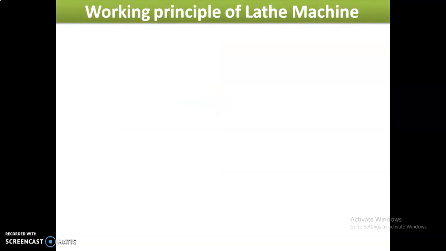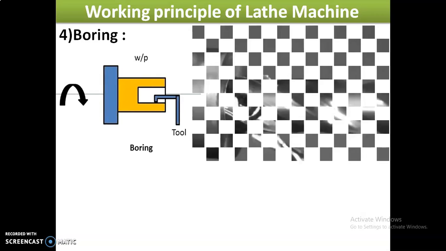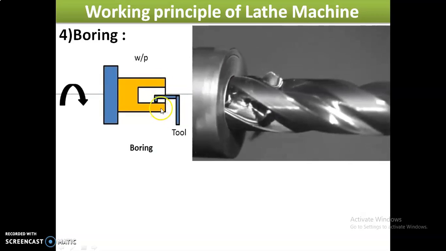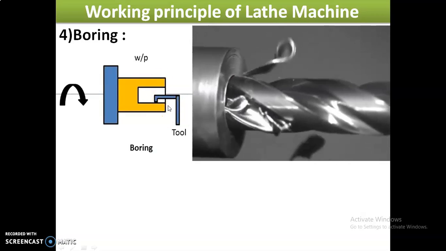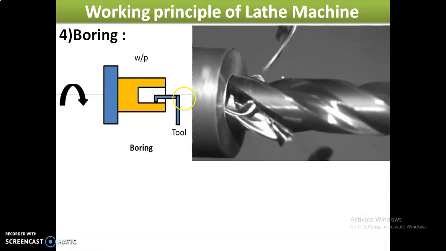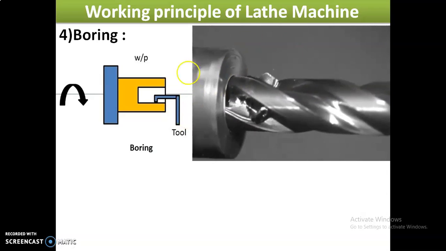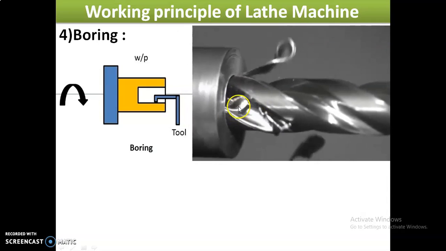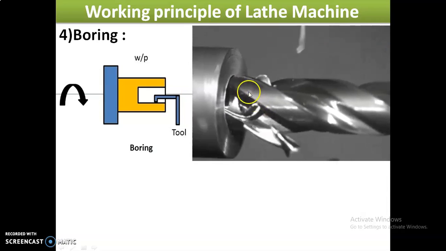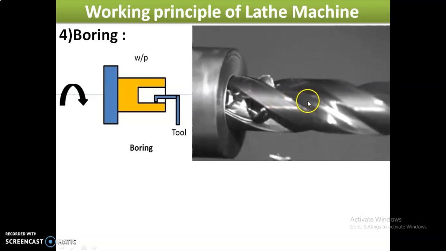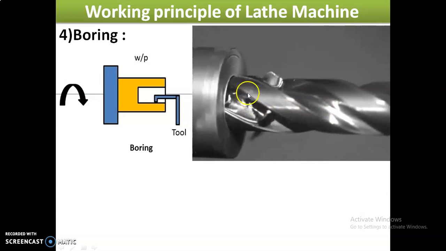Now let us see the fourth one, boring operation. This is a boring operation diagram. So how can we define boring operation? The process of removing material from the hole of the workpiece is called boring. Once again, the process of removing material from the hole of the workpiece is called boring.